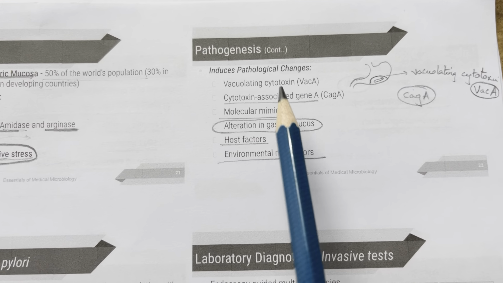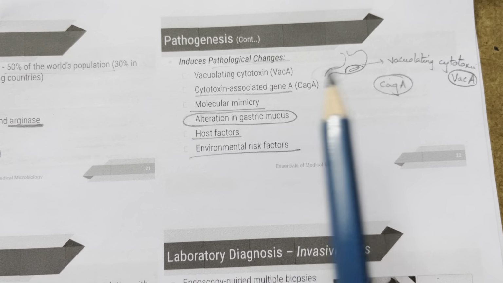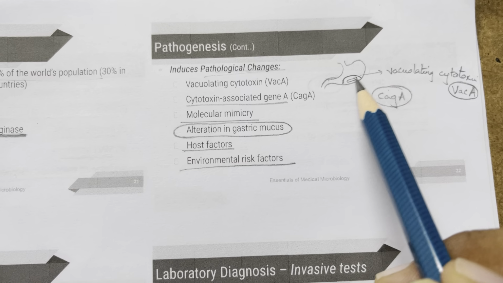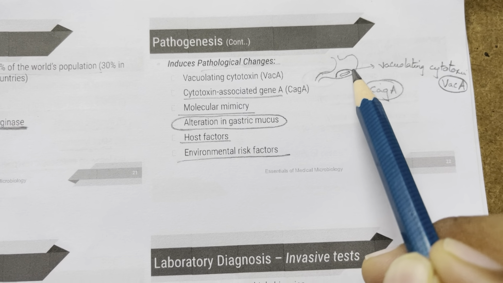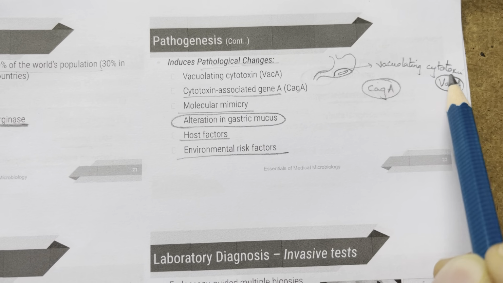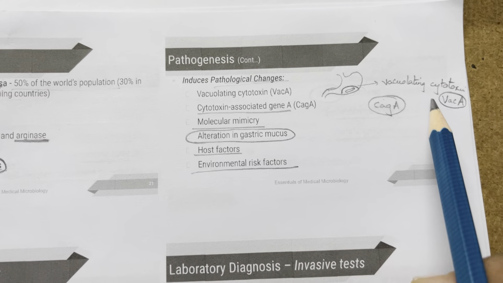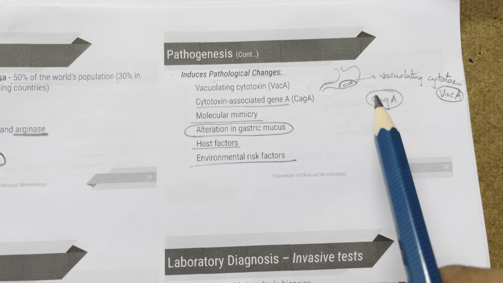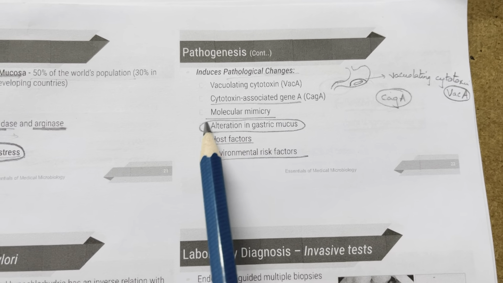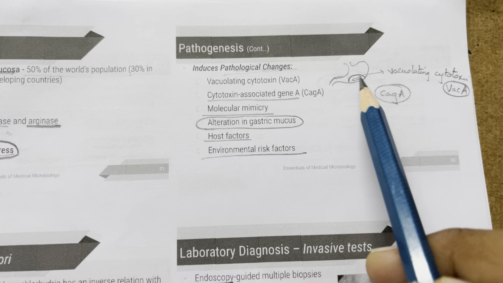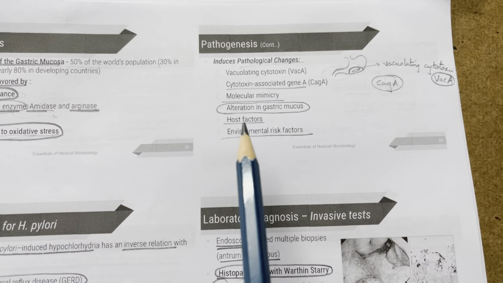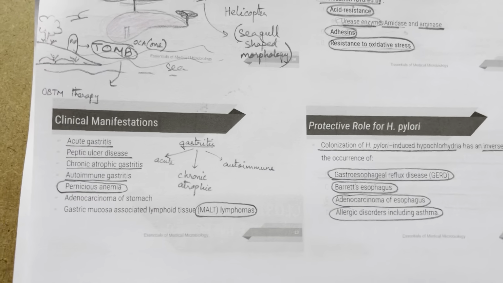Moving on to the pathogenesis, it induces certain pathological changes. For example, in the stomach, it can form a vacuolation to protect itself from the acid. So vacuolating cytotoxin is VAC-A, then cytotoxin associated gene is CAG-A, then molecular mimicry, alteration in the gastric mucus so as to reduce its protective ability, host factors and environmental risk factors.